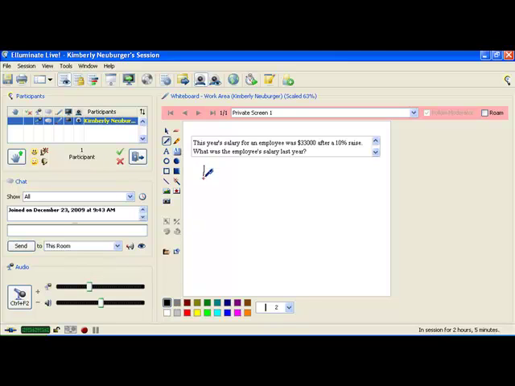So since salary starts with S, let's let S equal last year's salary. The $33,000 should have been obtained by taking last year's salary and then adding on to it 10%, which is 0.1 as a decimal, times last year's salary. That's how we should have obtained this $33,000 for the new salary.